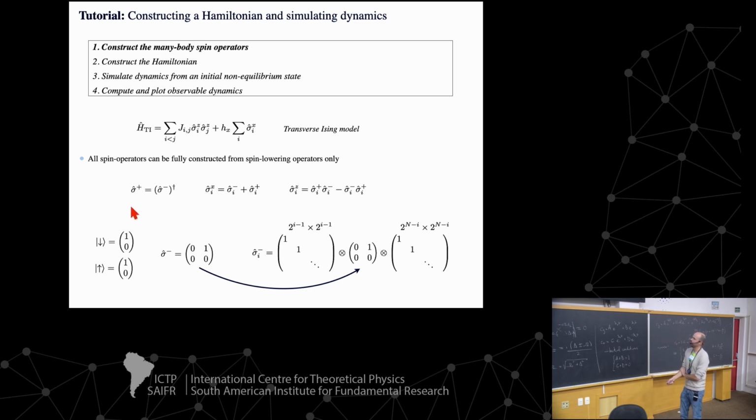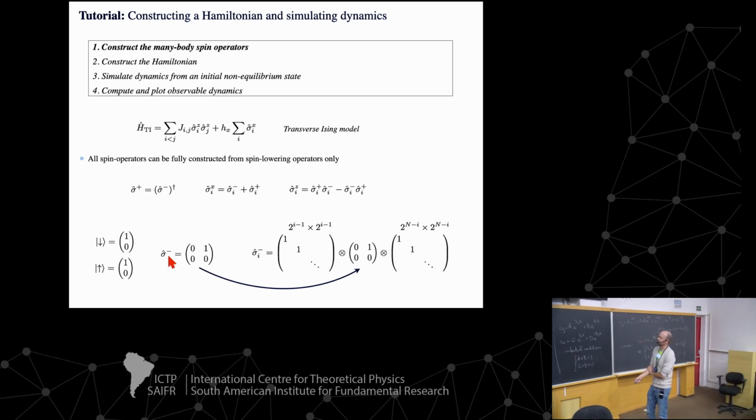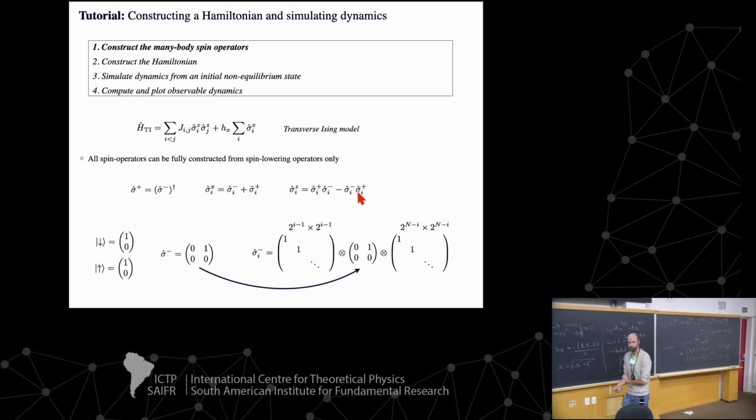Now I have sigma minus, and I know what sigma plus is. I can build the many-body operator by defining it with a gigantic identity on the left-hand side and a gigantic identity on the right-hand side, and in between I define my sigma minus. Then sigma plus is just sigma minus dagger; I can just dagger this matrix. My sigma x is sigma minus plus sigma plus, and sigma z is sigma plus sigma minus minus sigma minus sigma plus.